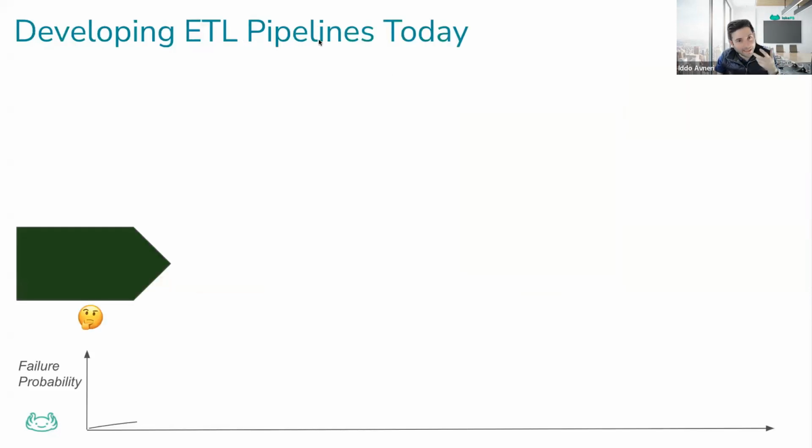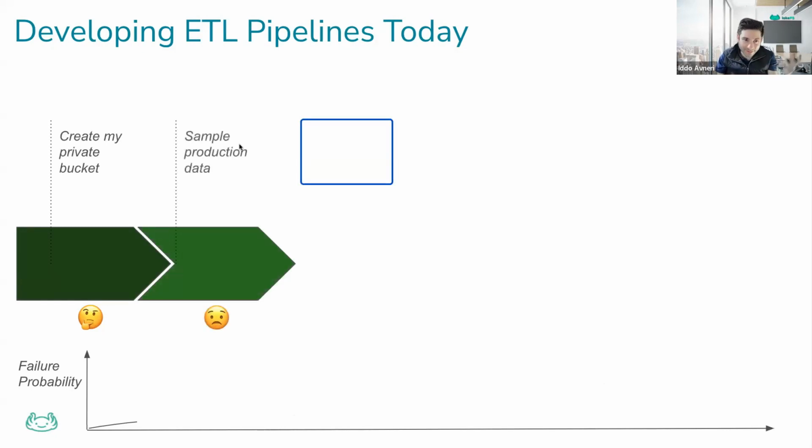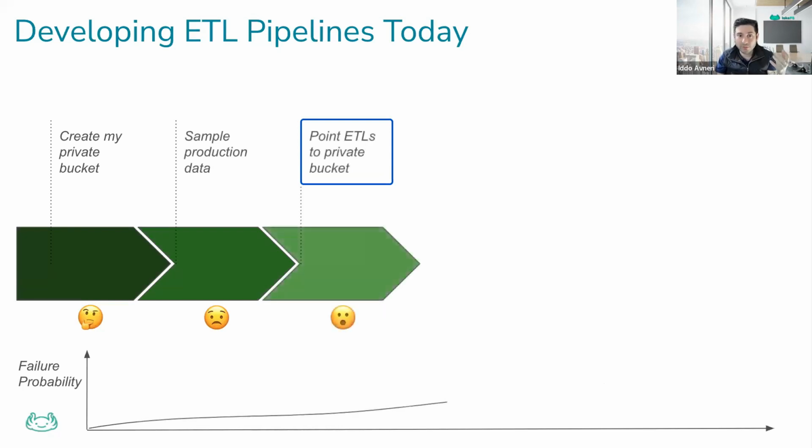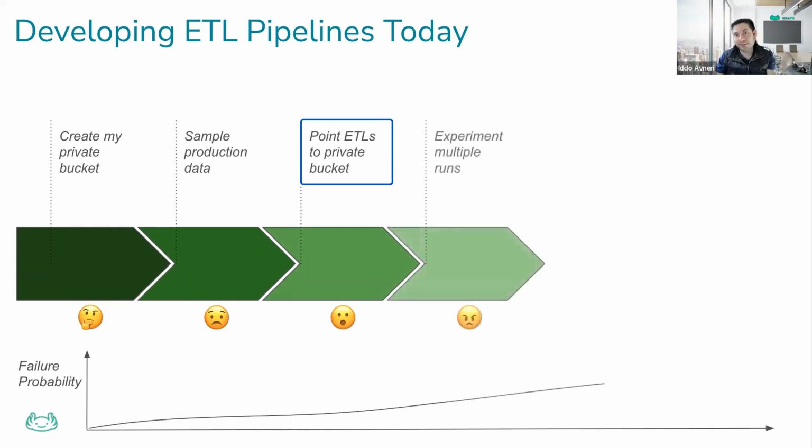The mode of operation today for all of our users that we speak with is as follows. I want to develop a new ETL pipeline. Everything that has to do with the code is very easy. You typically use GitHub, you take your code, create a branch, work in isolation, and continue on. But creating a data environment to develop and test against is actually very complicated. People usually create their own buckets, and then they either sample data or copy data into their bucket. Then they point their ETLs to that private bucket and experiment with multiple runs: run the ETL, change something, run the ETL again, change something.